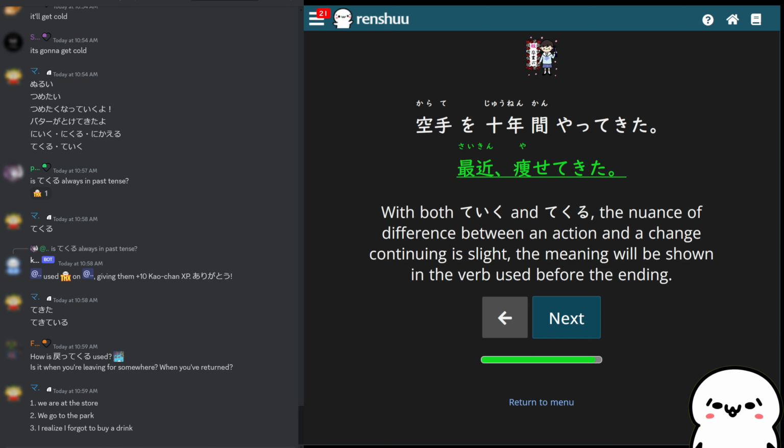You say, wasurechatta, konbini ni modotte kuru. Konbini ni modorimasu. Buy the drink, and then mata koen ni kimasu. Hope that helps. So it doesn't happen all the time. It's not the most widely used, but that would be a good example of when you use it.